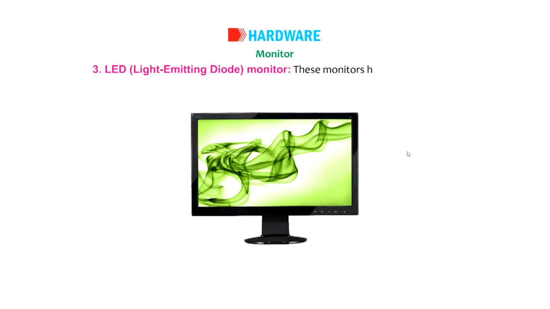Number 3, LED, Light Emitting Diode Monitor. These monitors have better display. These are thinner and lighter in weight. LED monitors use 40% less power than LCDs and last longer. These are the most commonly used monitors today.